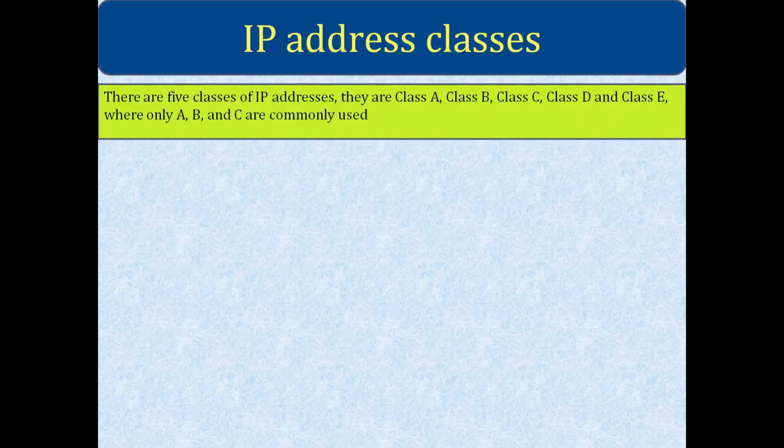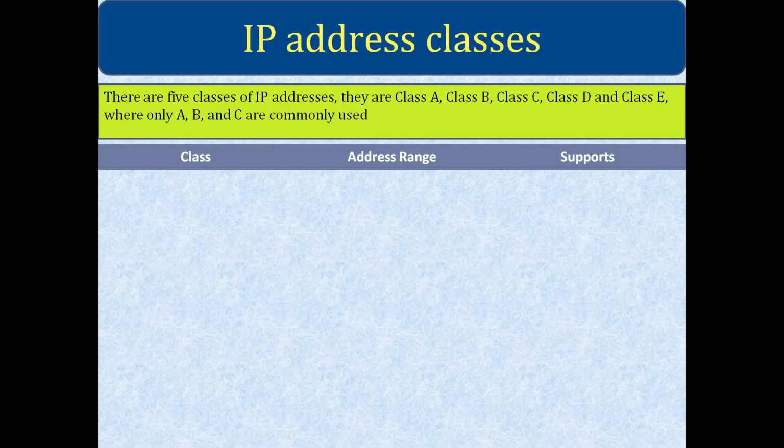What is IP address classes? There are 5 classes of IP address: class A, class B, class C, class D, and class E, where only A, B, C are commonly used. In that we use A, B, C. A is called the 10 series, B the 172 series, and C the 192 series. This type of IP address we commonly use.